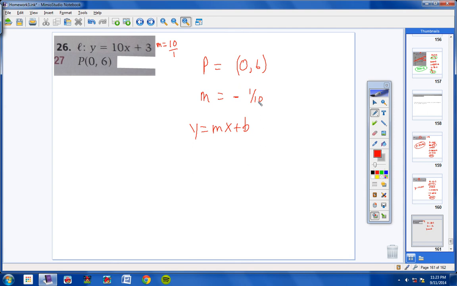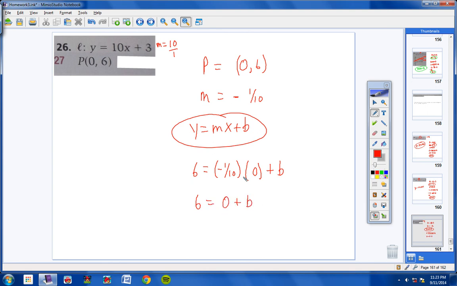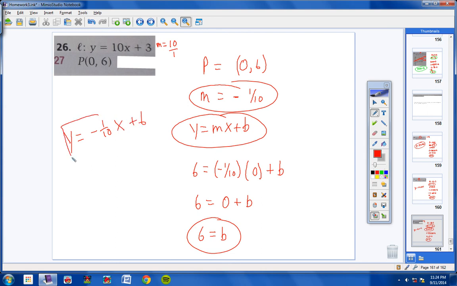So we have our point, we have our slope, we're ready for our formula. Where the y is, I will substitute 6. Where the m is, I will substitute -1/10. Where the x is, I will substitute 0. 6 equals 0 plus b, because -1/10 times 0 is 0, and 0 plus b is b. So 6 equals b. My slope is -1/10. So write your linear equation. Y equals, then you put the slope, and then x, and then b, or your y-intercept. Let's see if we got that right. Y equals -1/10 x plus 6. And that is correct. I can see it here in my book. That is totally fine. Okay?